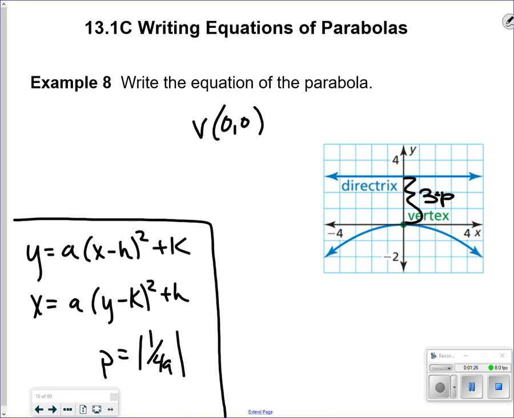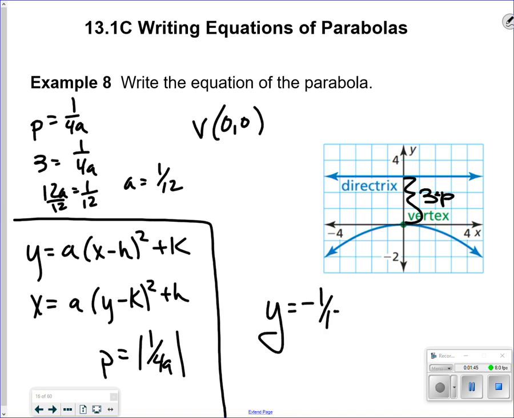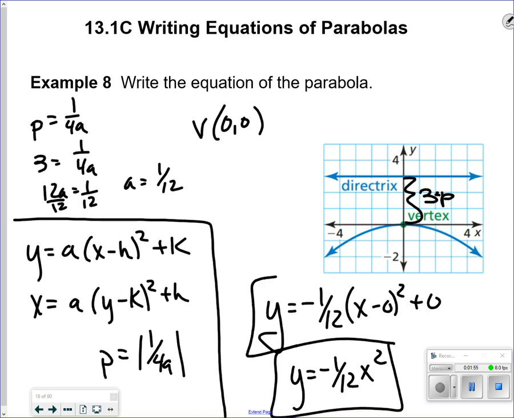So if P is 3, and I know that 12a equals 1, A would have to be 1/12. But I also know it's a negative 1/12 because it's a downward parabola. So here we go: y equals negative 1/12. Now, if you wanted to write x minus 0 squared and plus 0, that's okay. I wouldn't count that wrong. But ultimately, all you need is y equals negative 1/12 x squared.